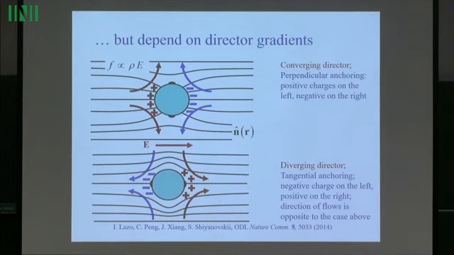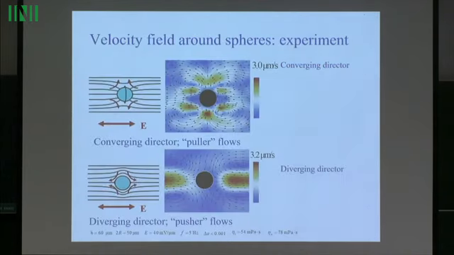If, for example, now instead of this perpendicular anchoring, I am using a sphere that sets tangential anchoring, then when the field is applied, I would again have the separation of charges, which is now opposite to what is on the top. Since the field is in the same direction, my flow directions will be opposite. So the flows that I induce by applying the electric field to the deformed nematic are not dependent on the polarity of the field, but they are dependent on the gradients of the field, how the director is arranged.